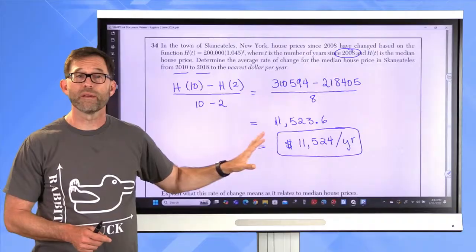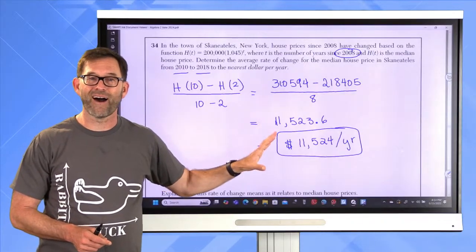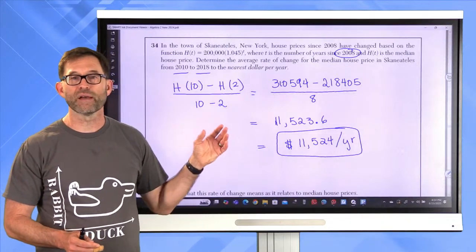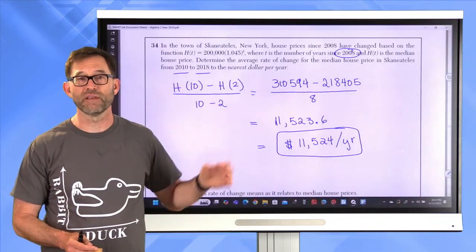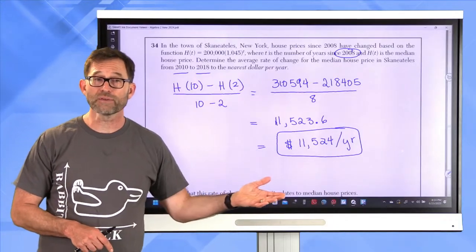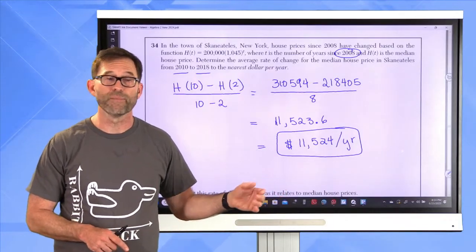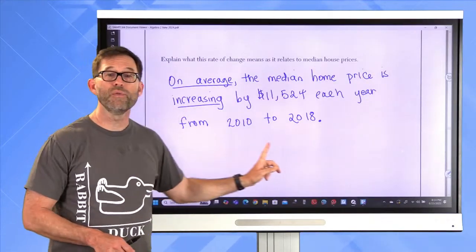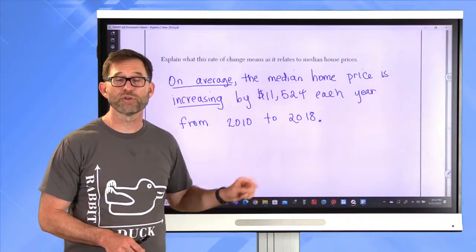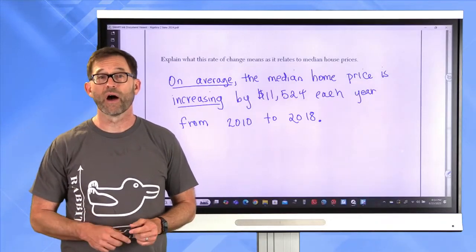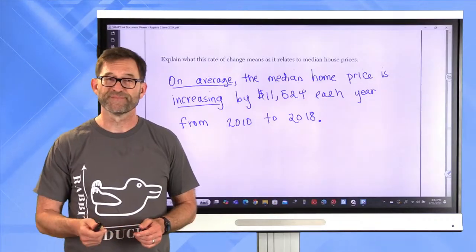So the average rate of change is really tied to the interval of time. If we didn't do it from 2010 to 2018, if it was from 2008 to 2015, it would actually be a different answer, right? What I'm getting at is it's very critical to include the time interval that your average rate of change applies to. If you don't, they will dock you points. All right, let's keep going.